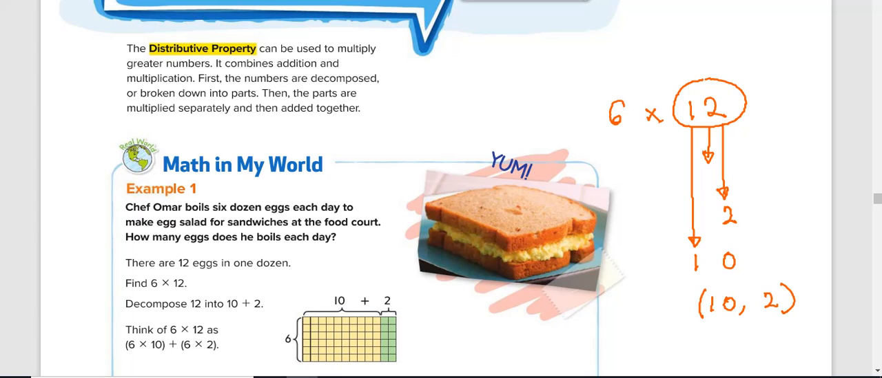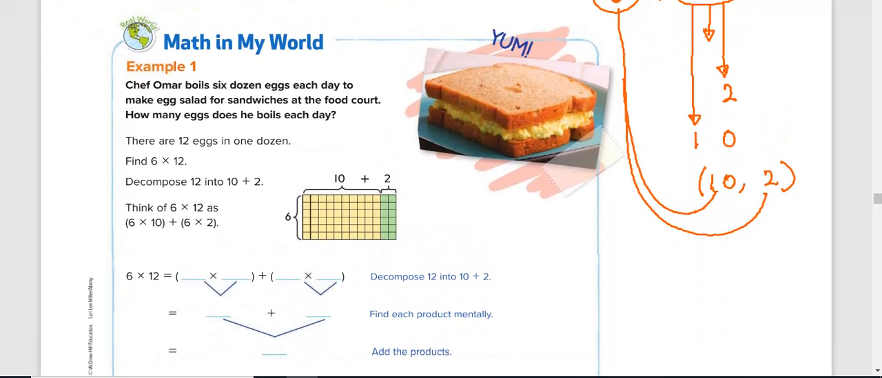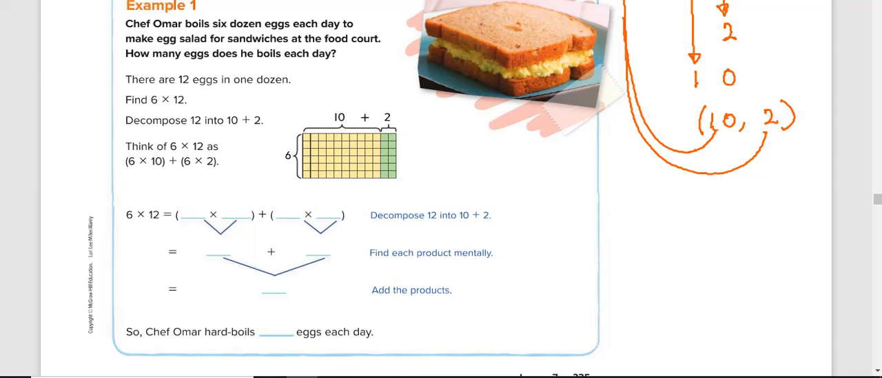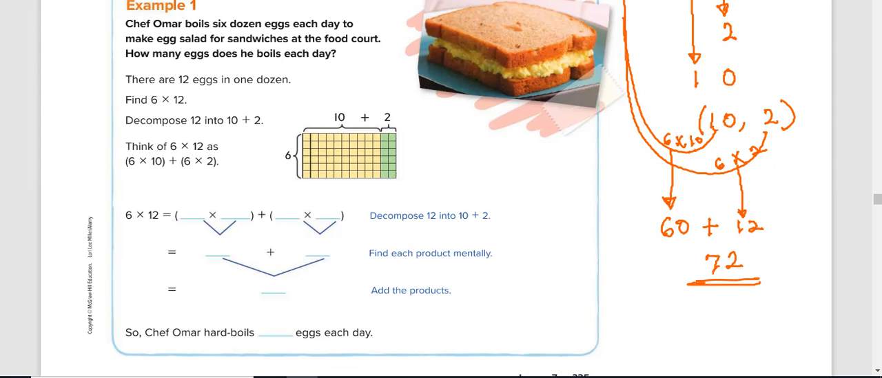The next thing you're going to do now is, you see the other number, which is the 6. We now have to multiply 10, it will also multiply 2. Then the final step is to add the products. So you're going to have 6 times 10, like we have here, and you have 6 times 2. Your 6 times 10 is 60, and your 6 times 2 is 12. You add them together, which finally gives you 72. This is a general understanding of using the distributive property.